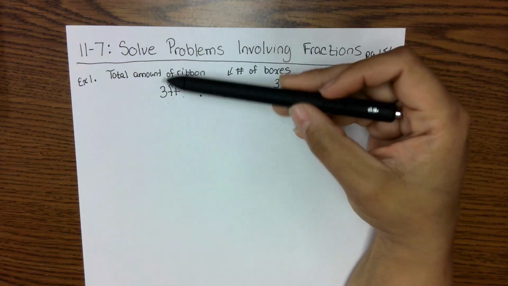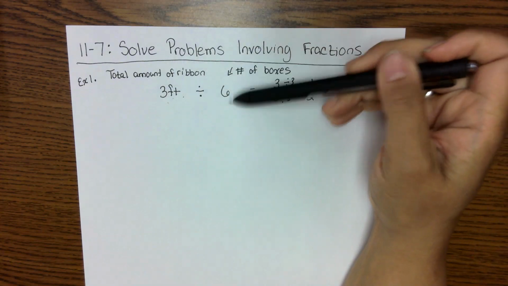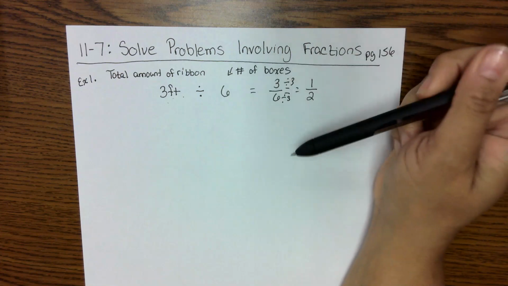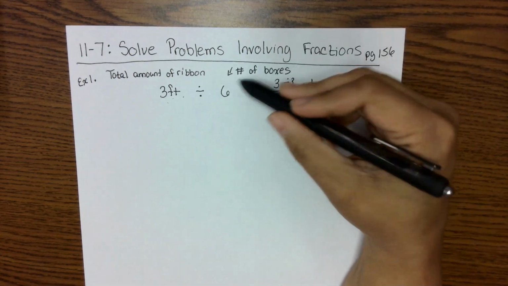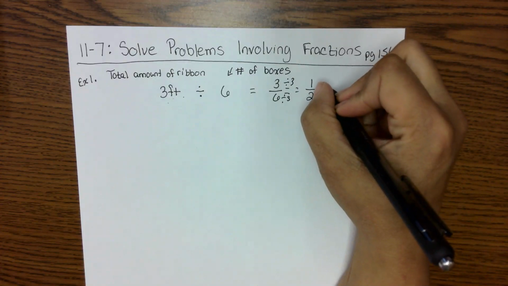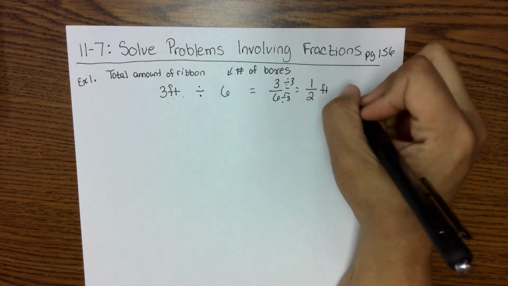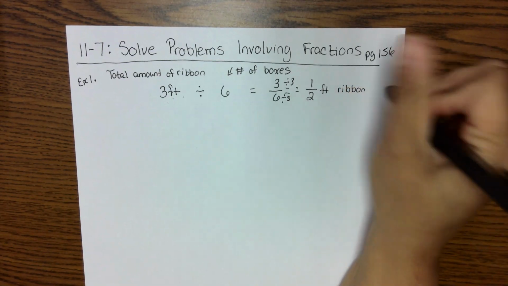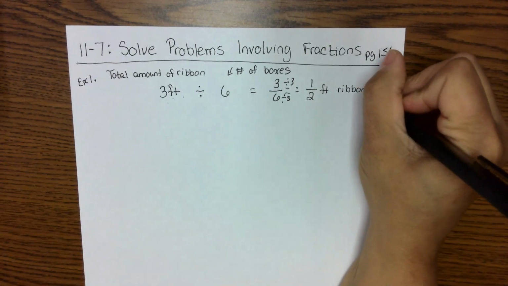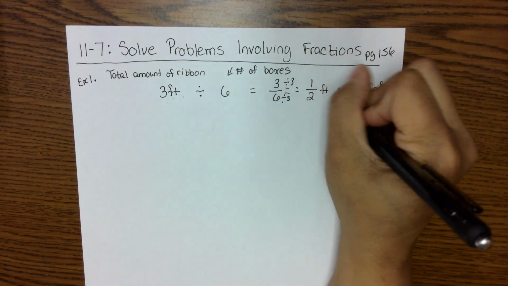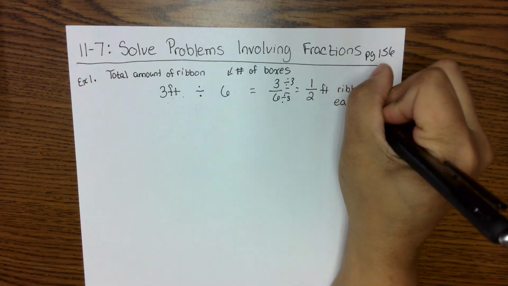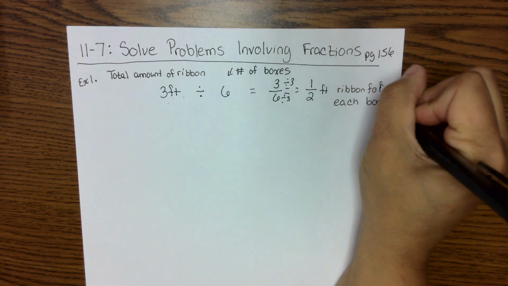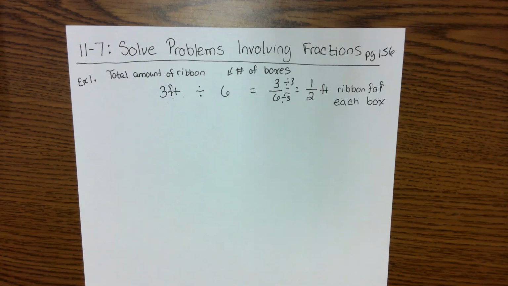So she has 3 feet of ribbon, each divided by 6 boxes. So each of the 6 boxes will have half a foot of ribbon. I'm just writing this so you can see. Okay. So that's the first part. She'll use half a foot of ribbon on each box.